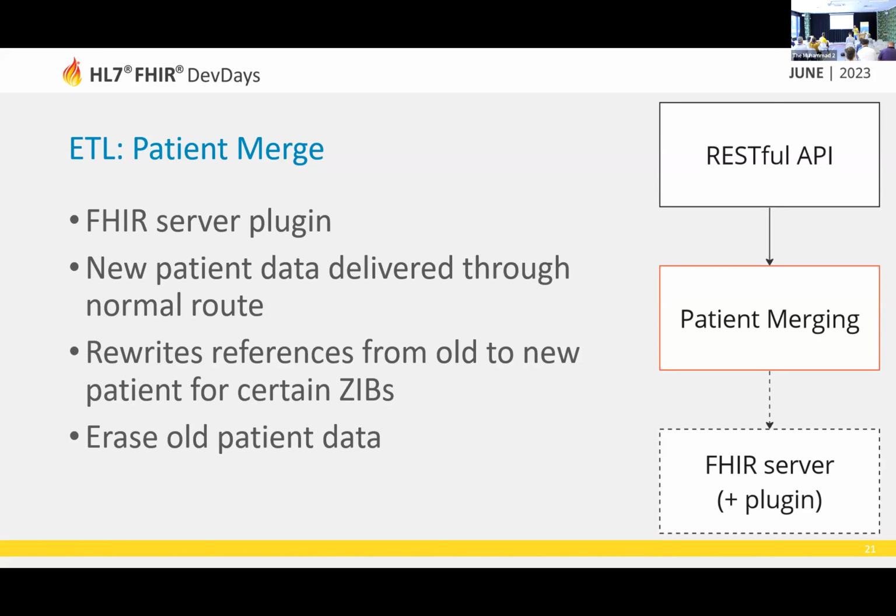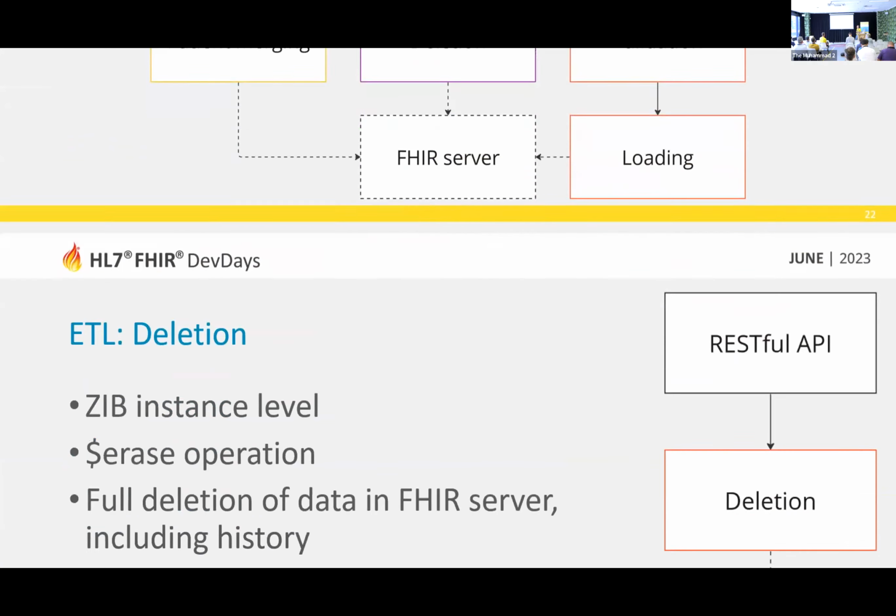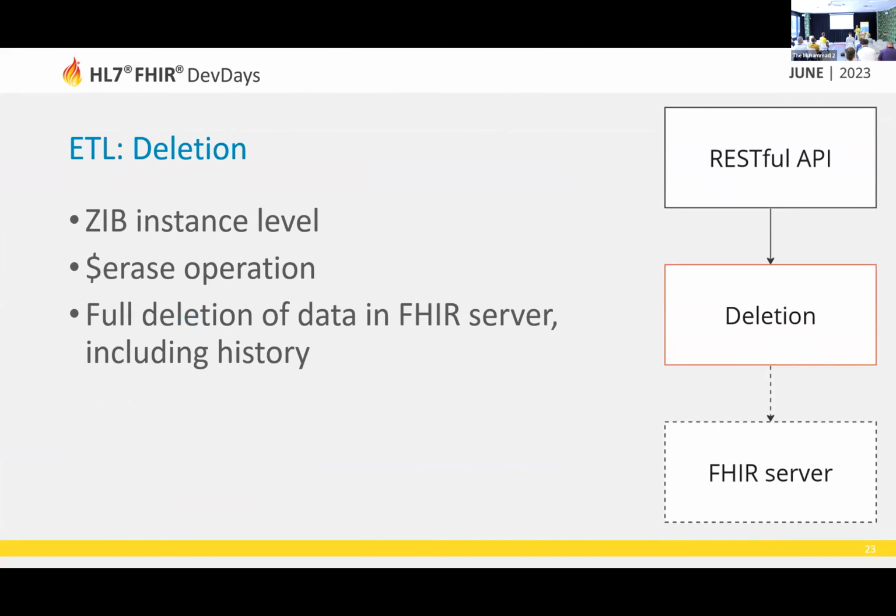So we support something called an erase operation in which we really delete the FHIR resource and all of the versions. We don't just flag it, but it gets completely removed from the FHIR server. That's the patient merge. That only leaves the deletion, and the deletion is done on a per instance level. So you can delete a specific observation, you can delete a specific other type of resource. It's again an erase with full deletion.